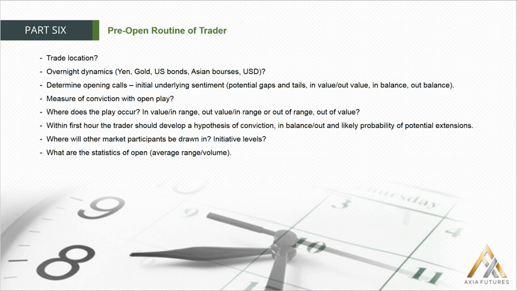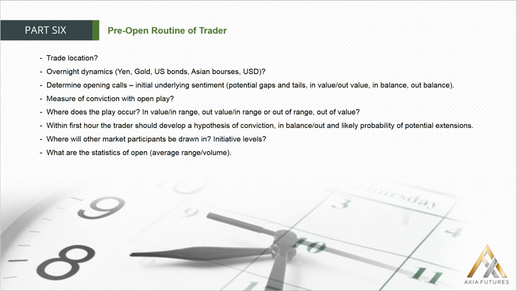Then we need to have a look at, once the market opens, how much conviction is there by watching the open play. So remember, we spoke about the 4 open plays, being the open drive, the open test drive, the open rejection reversal, and the auction open. Now, depending on which open it is, we can develop a level of conviction as well as a hypothesis for what may occur as the day progresses.